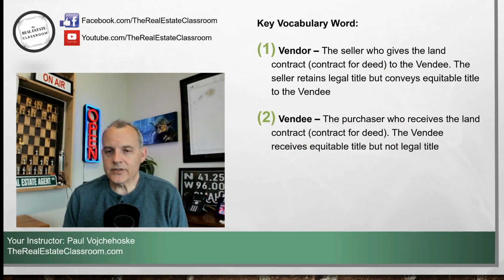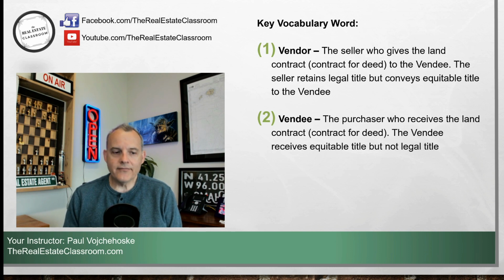The next two are what's called the vendor and the vendee. So sometimes what happens is a buyer, instead of going to the bank to get the money, is going to borrow the owner's equity. And we do that using a contract called a land contract, or sometimes referred to as a contract for deed. Land contract and contract for deed are two key real estate terms that you have to know, and they mean the same thing. We're going to discuss those in a different video.